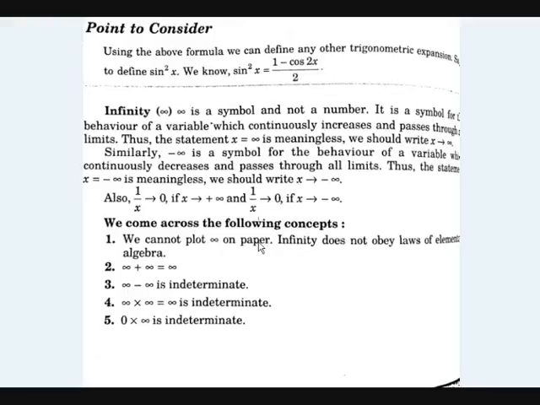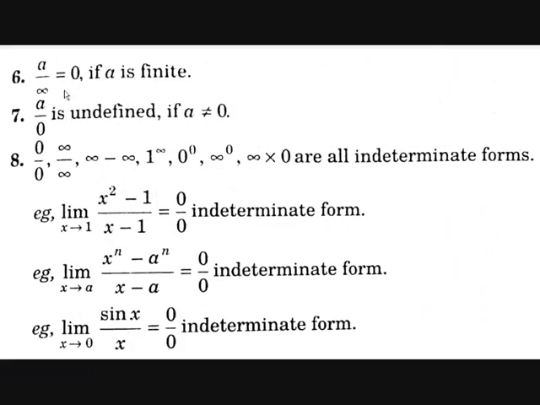Another thing is we can plot infinity on paper, but infinity does not obey laws of algebra. Infinity plus infinity is infinity. And infinity minus infinity is indeterminate. And infinity into infinity is equal to infinity. 0 into infinity is indeterminate. Okay guys, now the next one is a by infinity is 0, if a is finite. a shouldn't be infinity because infinity by infinity is indeterminate. Another concept is a by 0 is undefined. If a is not equal to 0, a by 0 is not defined.